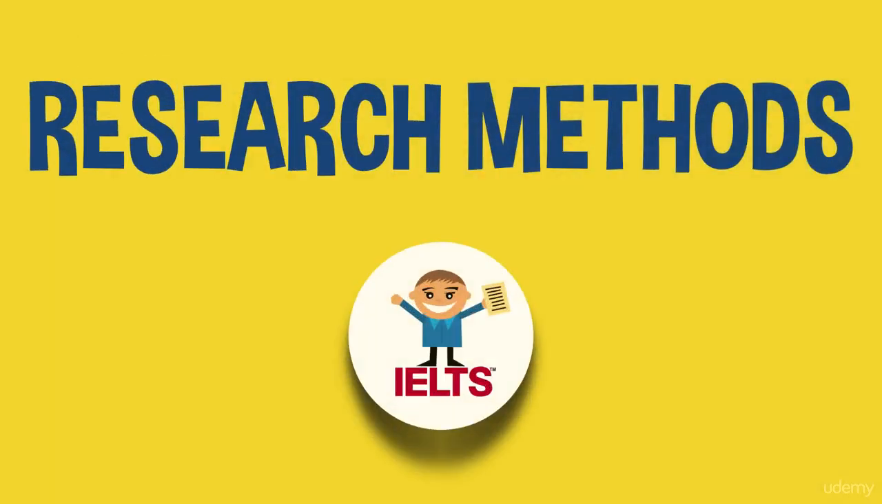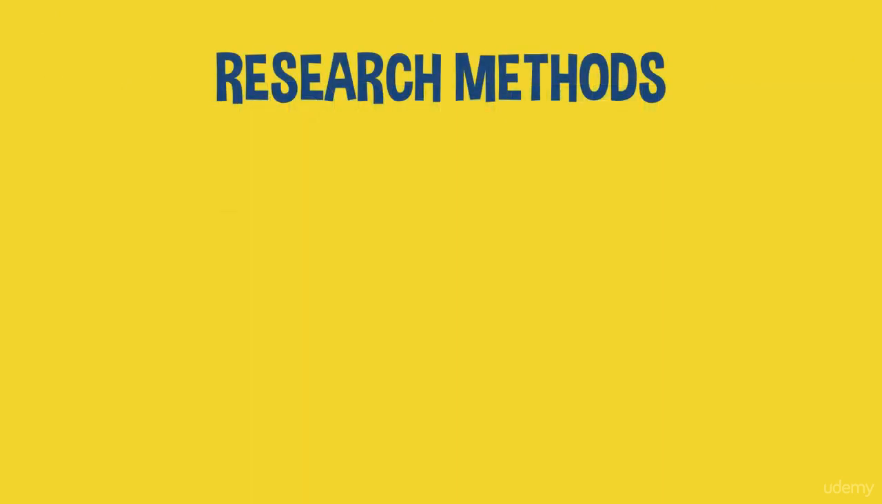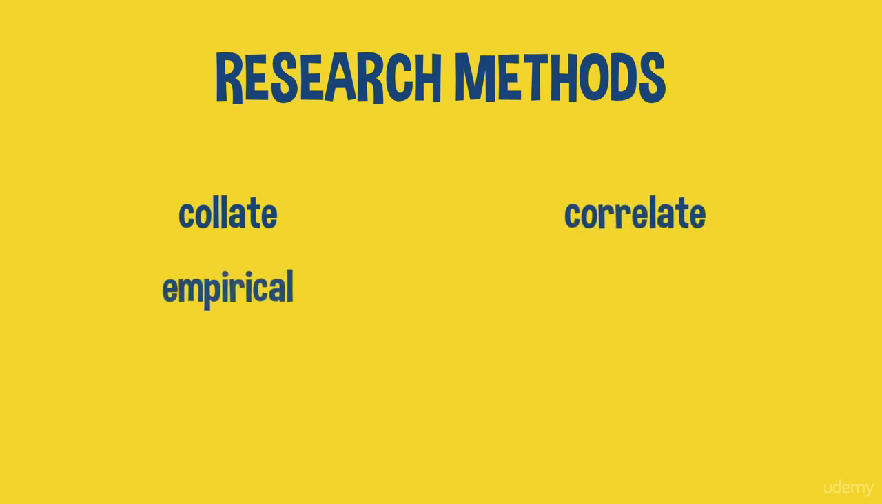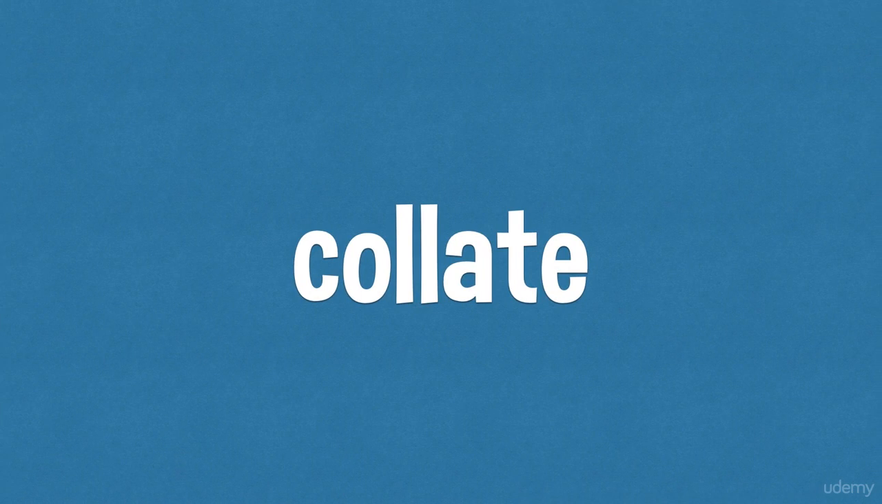In this video, we're going to look at 7 words connected with research methods. And here are the 7 words: collate, correlate, empirical, hypothesis, theory, qualitative, and quantitative. And here's the first word: collate.